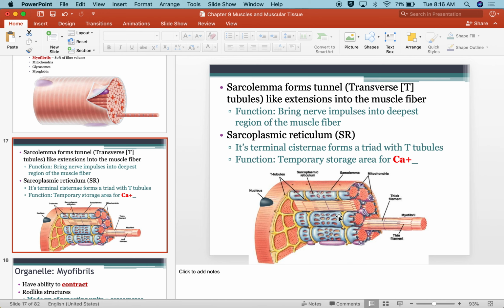And then the sarcoplasmic reticulum, this is another new one, kind of like endoplasmic reticulum. That's all this blue weaving. And what this SR does is it forms a triad with the T-tubules. So you can see these yellow lines. These are the T-tubules coming down. And we have that sarcoplasmic reticulum on either side. And this SR is temporary storage for calcium. Remember, blood calcium levels matter. We need calcium in our blood for muscle contraction.